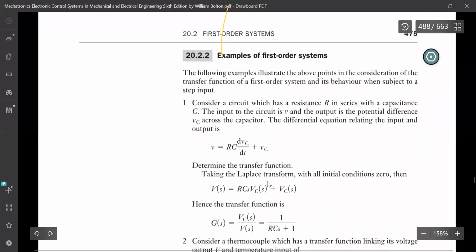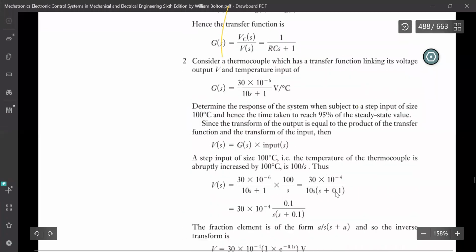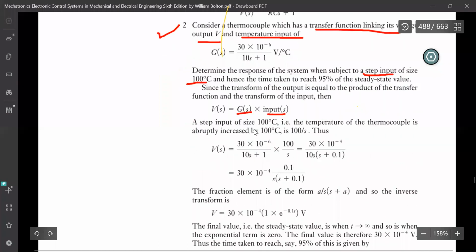Now there are a few examples that have been given. You can try one or two examples under this. Like this one, you can take this as a mechanical system. So a thermocouple is there which has a transfer function linking its voltage output V and a temperature input. So this function has already been given to you. Now what is being asked? Determine the response of the system when subject to a step input of size 100 degrees centigrade. Okay. So what will be your output? It is the gain into the input, as I did in the previous page. So step size input is how much? It is 100 C. So if I'm taking its Laplace, it would be 100 by s.